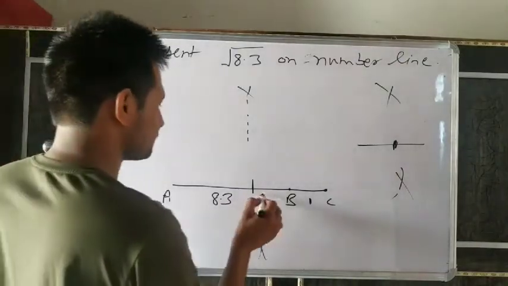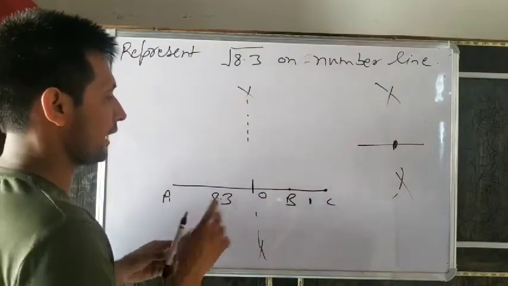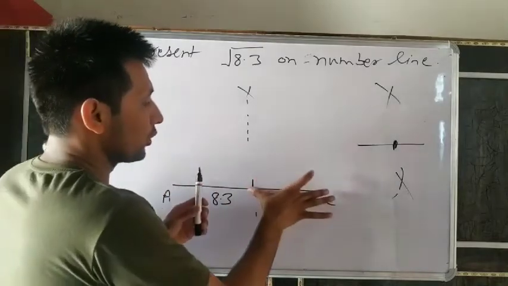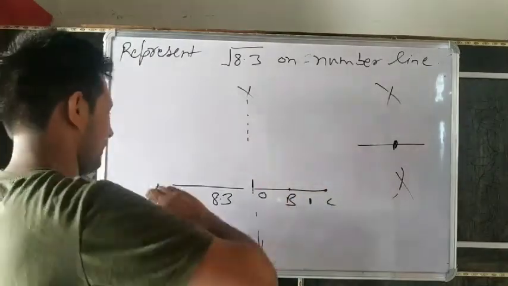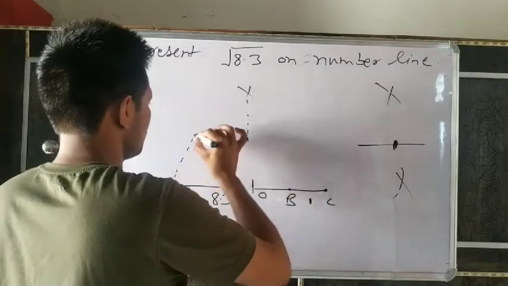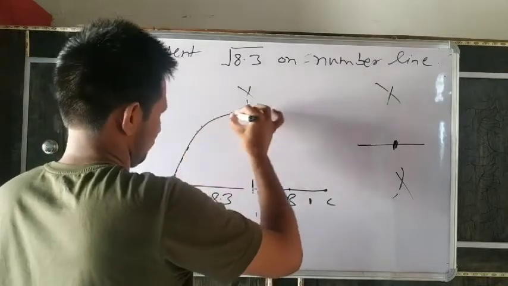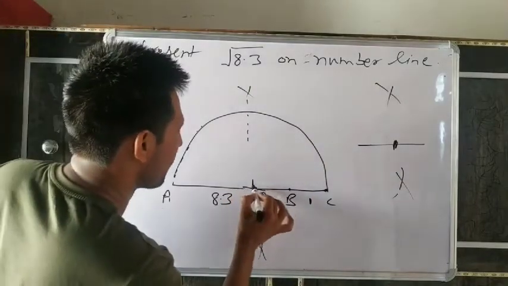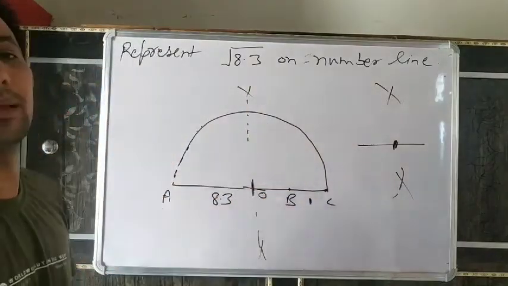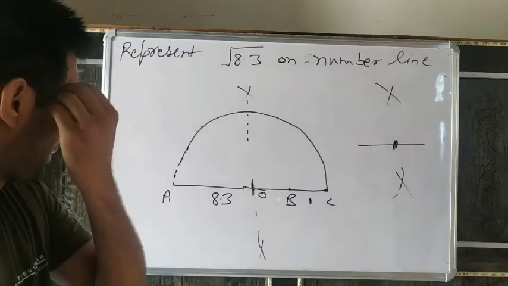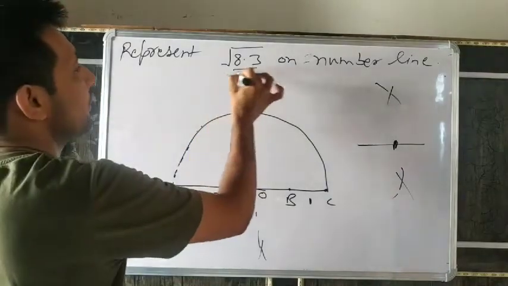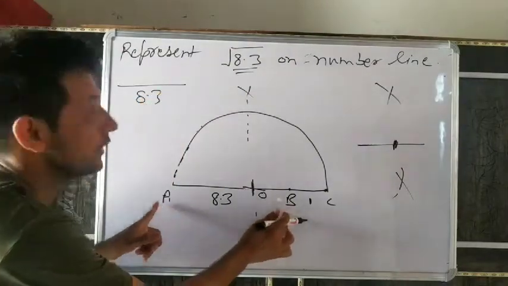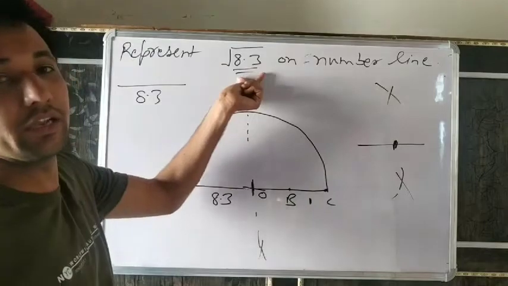After finding the midpoint, open the compass, put the compass on O and open from O to C or O to A. O to A, and draw a semicircle like this one. Do you understand? After finding the midpoint, we will draw a semicircle. Now, what number do we take as the starting point? How much line will we take? 8.3.